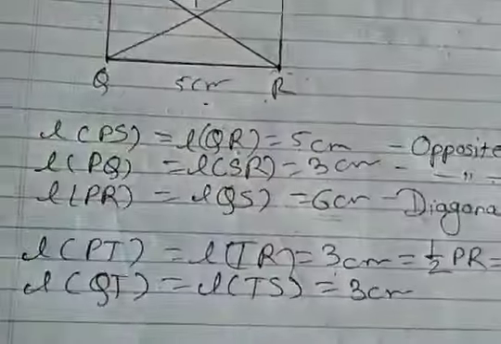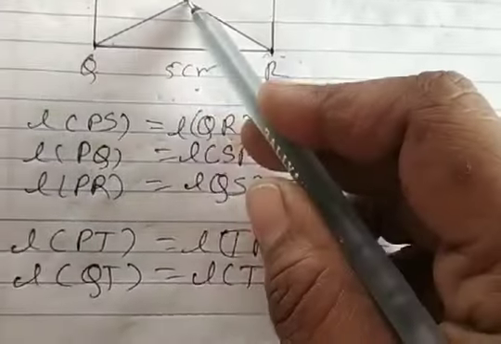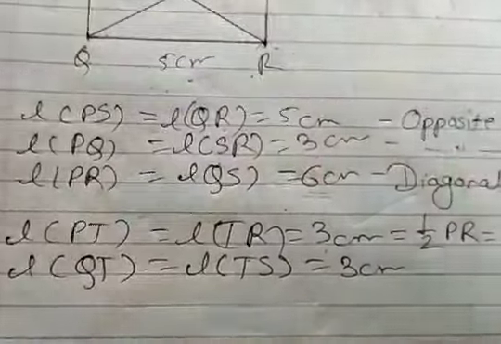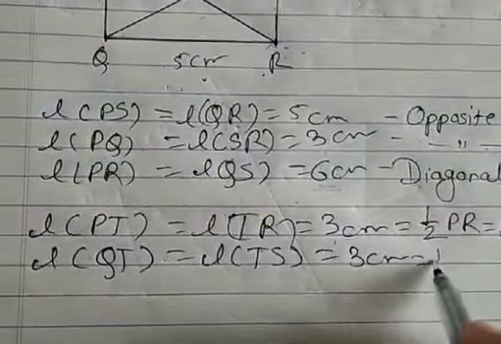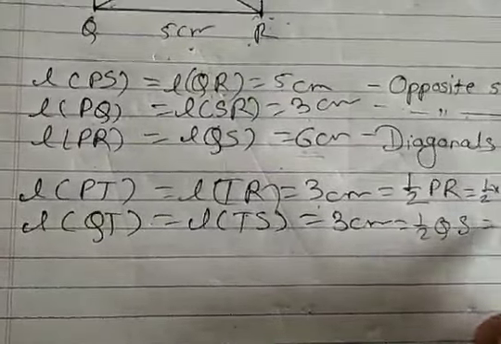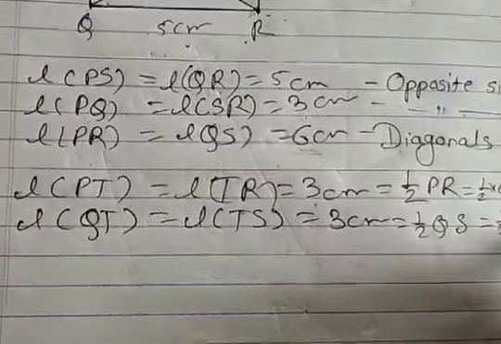Similarly, here QT's measure is 3 centimeter and TS is also 3 centimeter. And this QT and TS is also half of QS. Half of 6 is equal to 3.